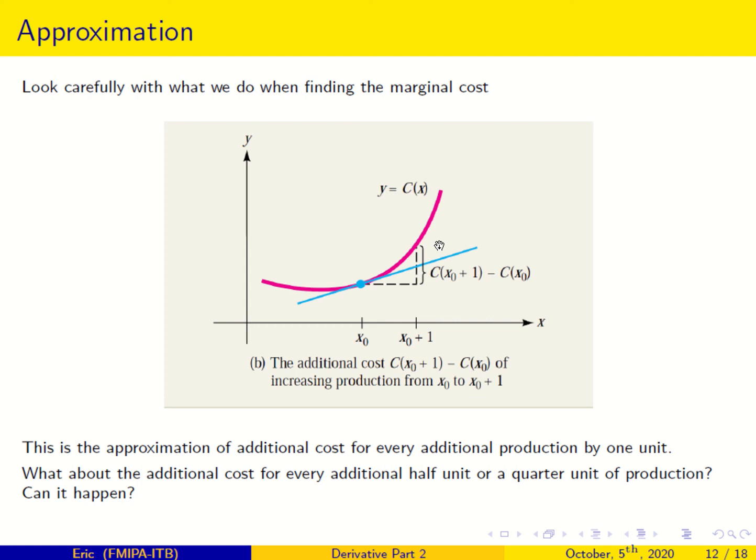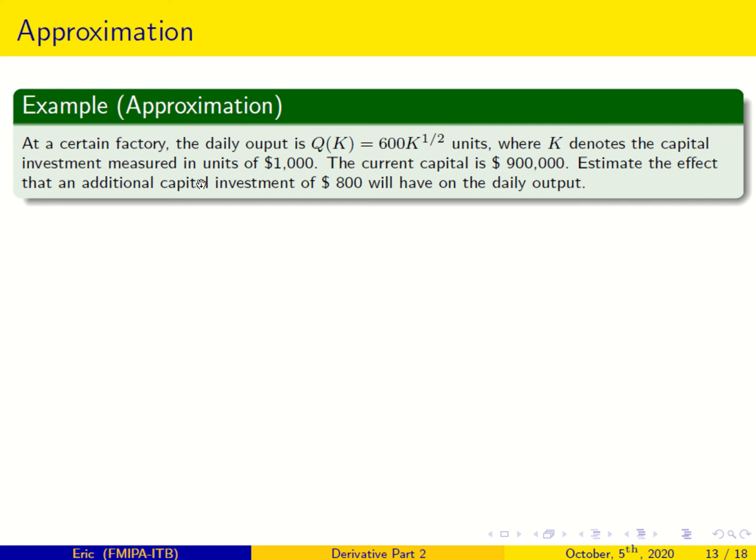Okay. The question is, what about the additional cost for every additional half unit? This is 1 unit. What about a half unit? A quarter unit? A third, 1/3 unit? Can it happen? Yes, of course. Don't forget, this can be 100, times 100, can be 1,000 units. So if I have this is 0.1, this is 0.1 times 100, it equals 10.